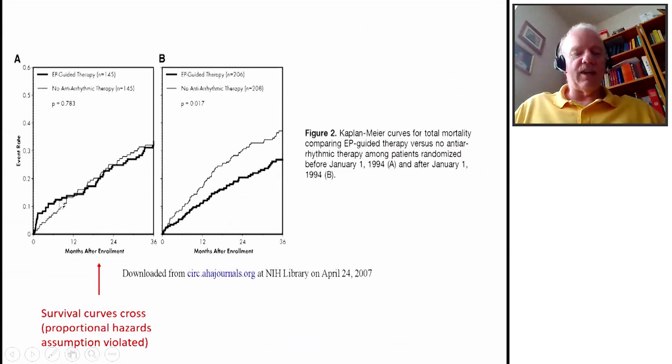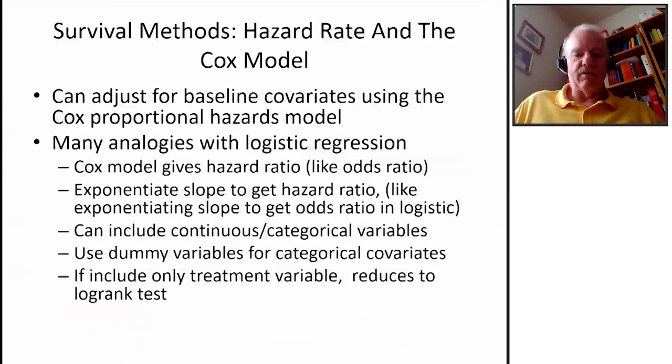there's this hint of an early harm of the electrophysiologic guided therapy. And that's because they were mostly getting drugs. And then after January 1st, they're mostly getting the defibrillator, the implantable cardiac defibrillator, and you can see a big separation between the groups. So this is an example where you see non-proportional hazards before 1994, but it does seem to suggest an early harm of giving them these drugs.